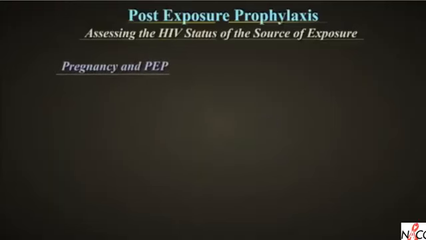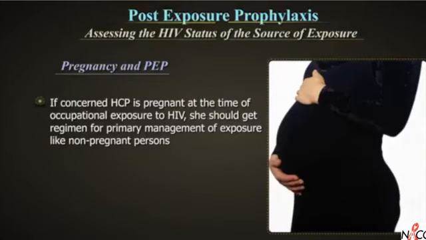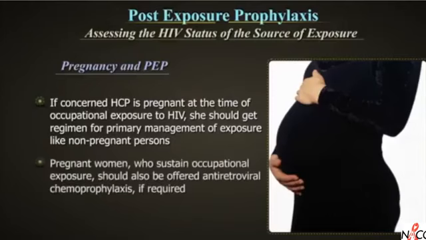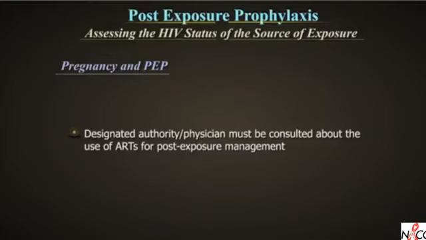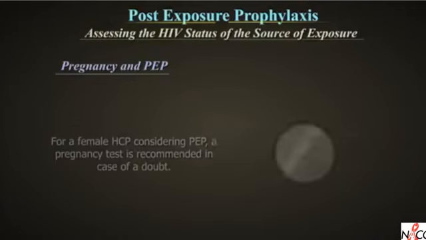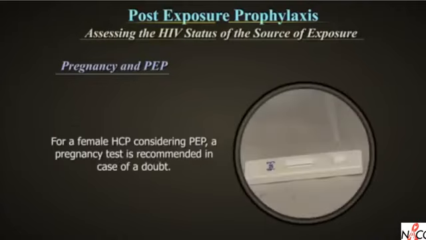Pregnancy and PEP. If the concerned healthcare professional is pregnant at the time of occupational exposure to HIV, she should get a regimen for primary management of the exposure like non-pregnant persons. Pregnant women who sustain occupational exposure should also be offered antiretroviral chemoprophylaxis if required. The designated authority or physician must be consulted about the use of ARTs for post-exposure management. For a female healthcare professional considering PEP, a pregnancy test is recommended in case of doubt.